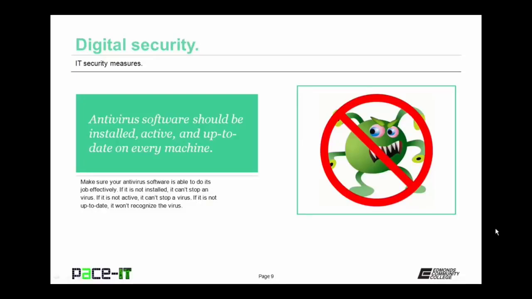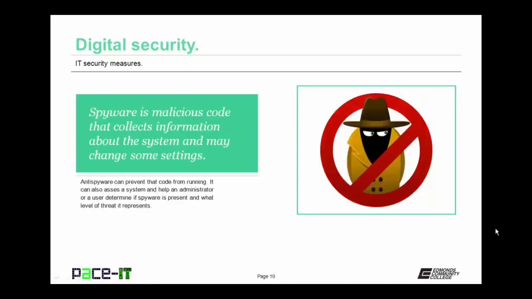Now let's move on to anti-spyware. Anti-spyware is closely related to antivirus. As a matter of fact, a lot of antivirus software packages have anti-spyware built into them. Spyware is malicious code that collects information about a system. It may change some system settings, but what it does is collect information and then send that information off to a remote site.